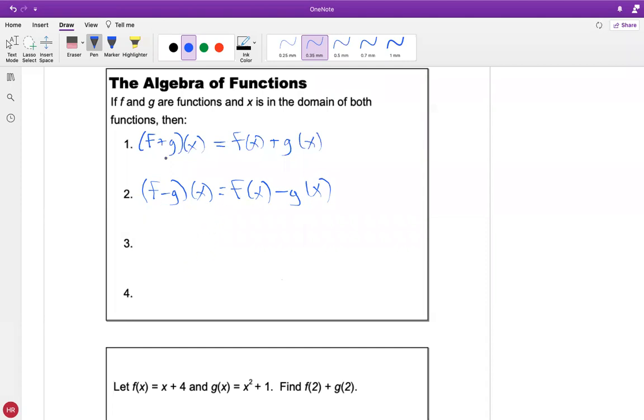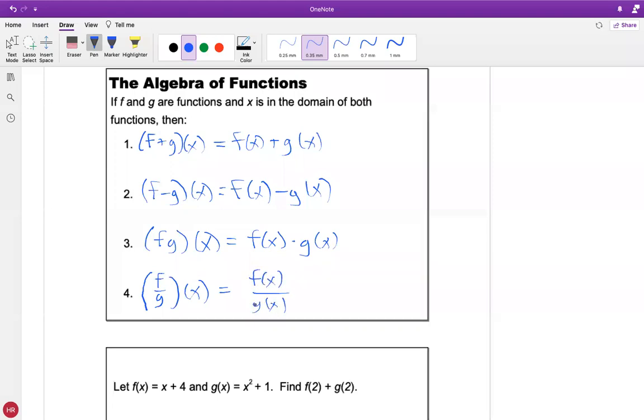So we've got adding, subtracting. You can also do f times g of x, which is often just written like fg, that means multiplying. And that's, of course, f of x times g of x. And the final one, which you may have guessed by now, is f divided by g of x, which is f of x divided by g of x. And this last one assumes that g of x is not equal to 0, because you can't have a 0 on the bottom of a fraction.